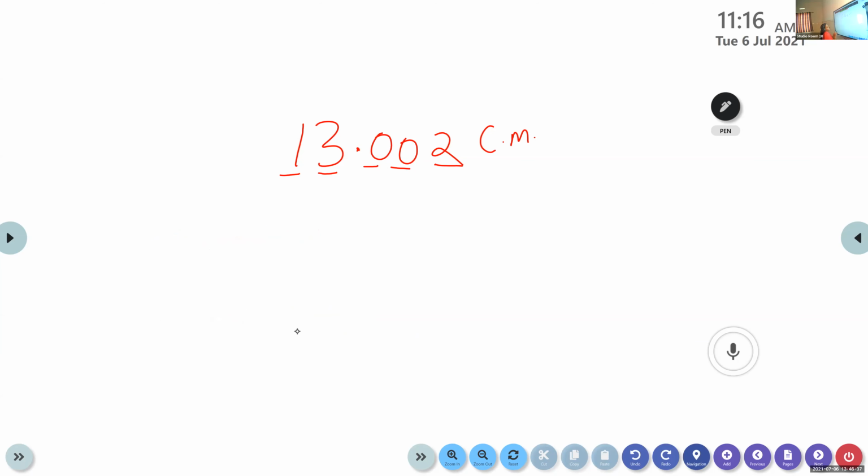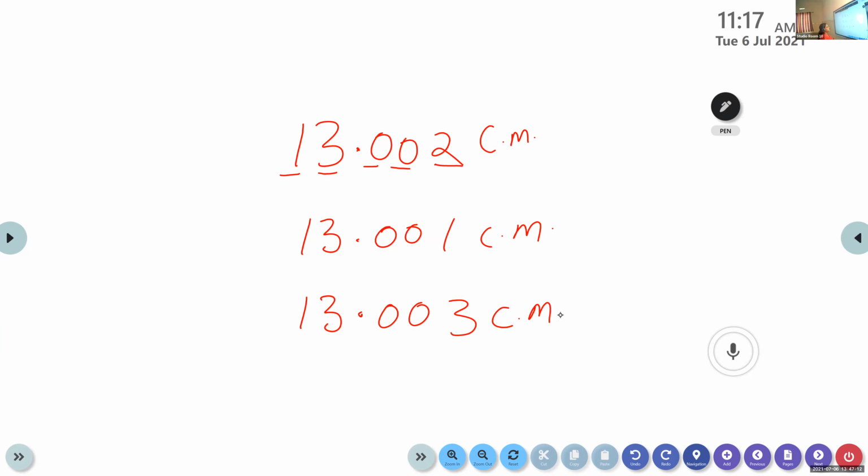So here I measure the side of a cube and I got the value 13.002. Now the same cube is measured by one of my friends and she got the value 13.001 centimeter. The side of the same cube is measured by another friend and she got it as 13.003 centimeter.